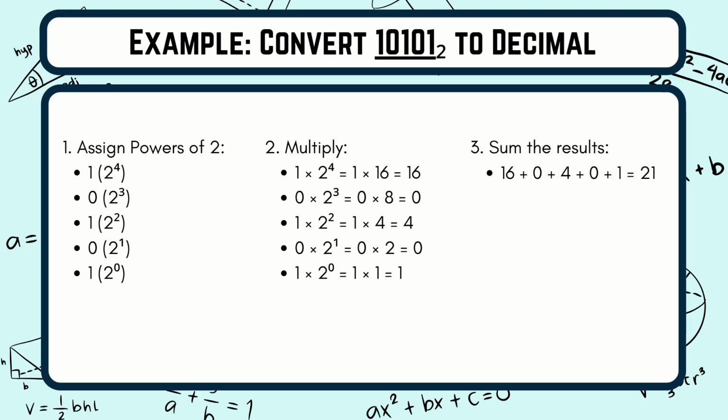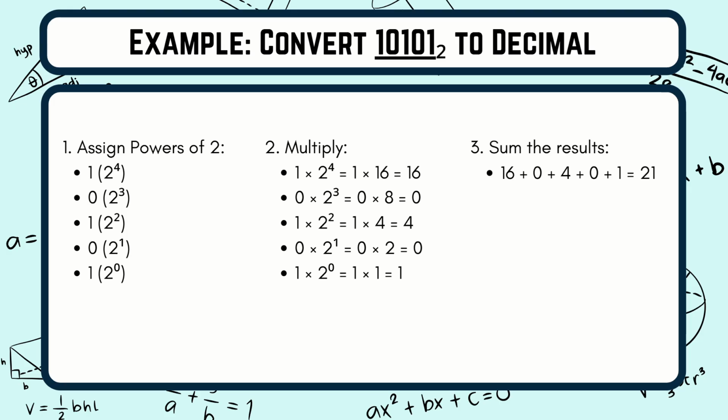So 1 times 2 raised to 4 equals 1 times 16 equals 16. The next one is 0 times 2 raised to 3 equals 0 times 8 equals 0. So 1 times 2 raised to 2 equals 1 times 4 equals 4. So 0 times 2 raised to 1 equals 0 times 2 equals 0. So 1 times 2 raised to 0 equals 1 times 1 equals 1.